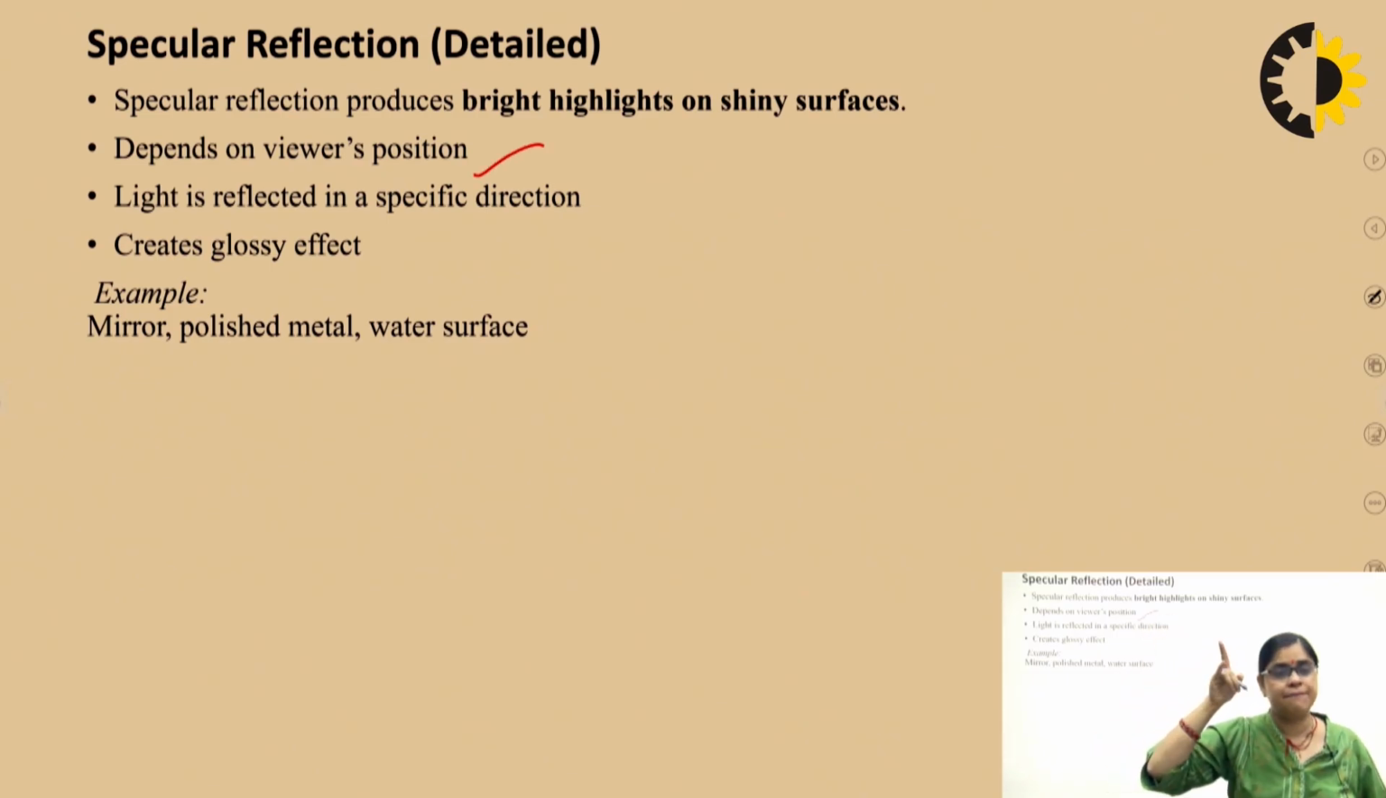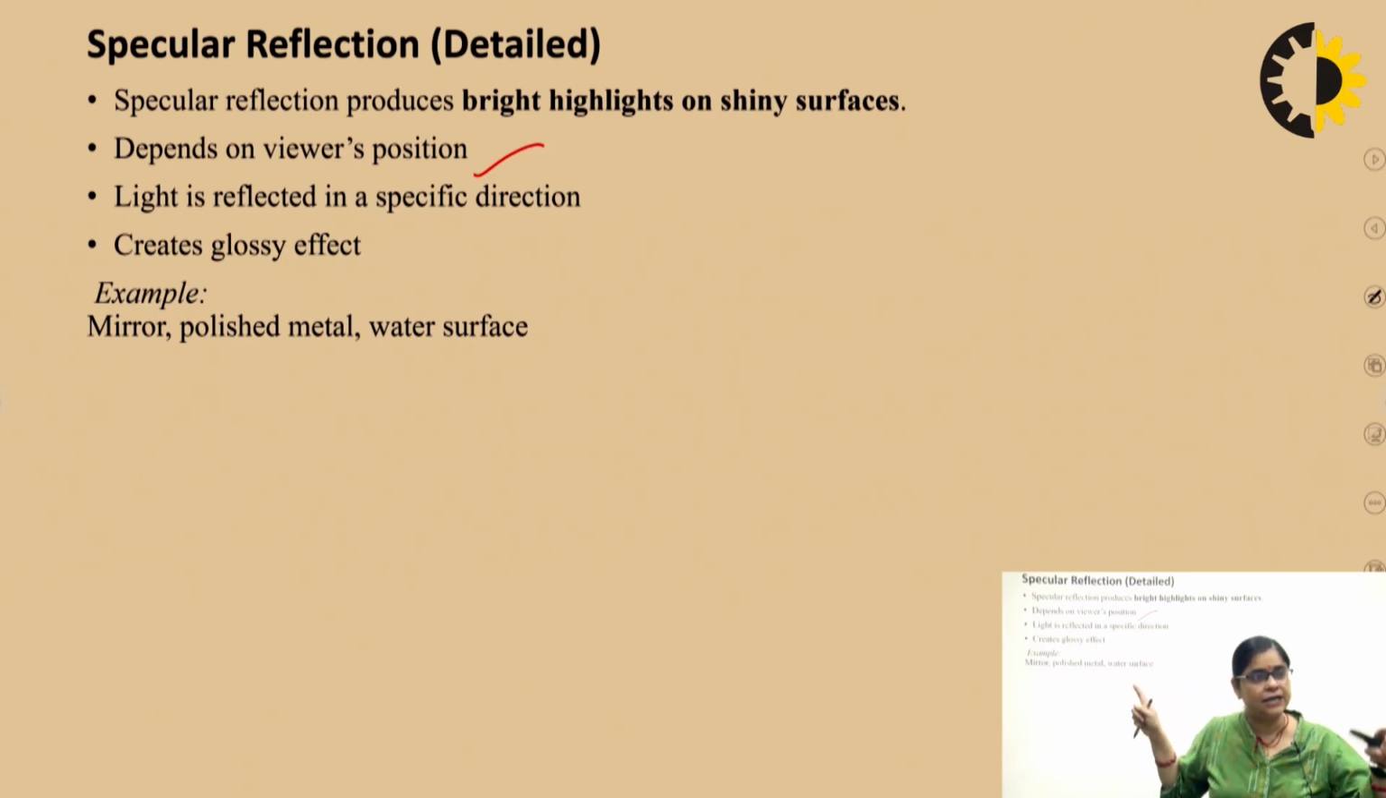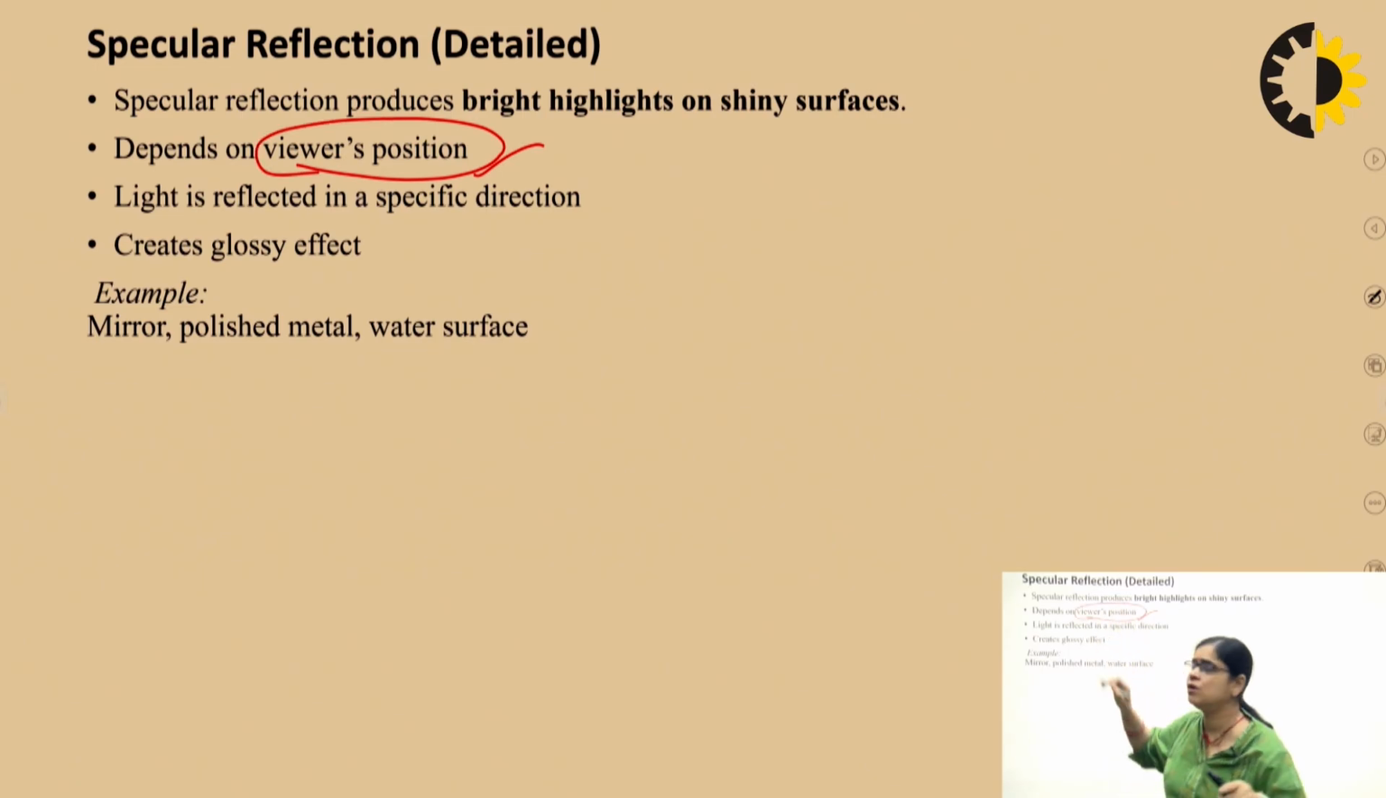Earlier, ambient was depending upon the intensity and the surface. Specular was depending upon the intensity, surface and the angle. Here, we are taking again the third part also, that is your viewer position, how I am looking at it, right? So that's what is in the specular reflection.